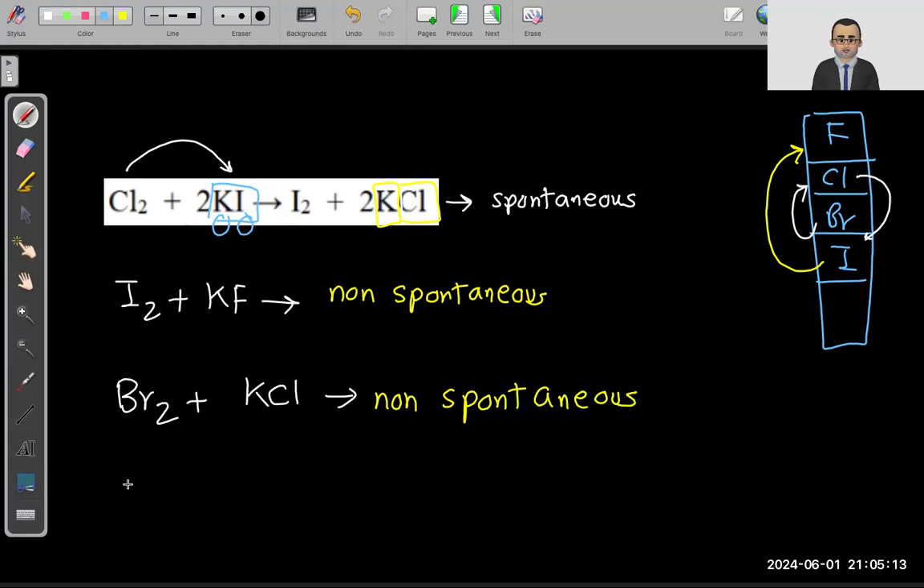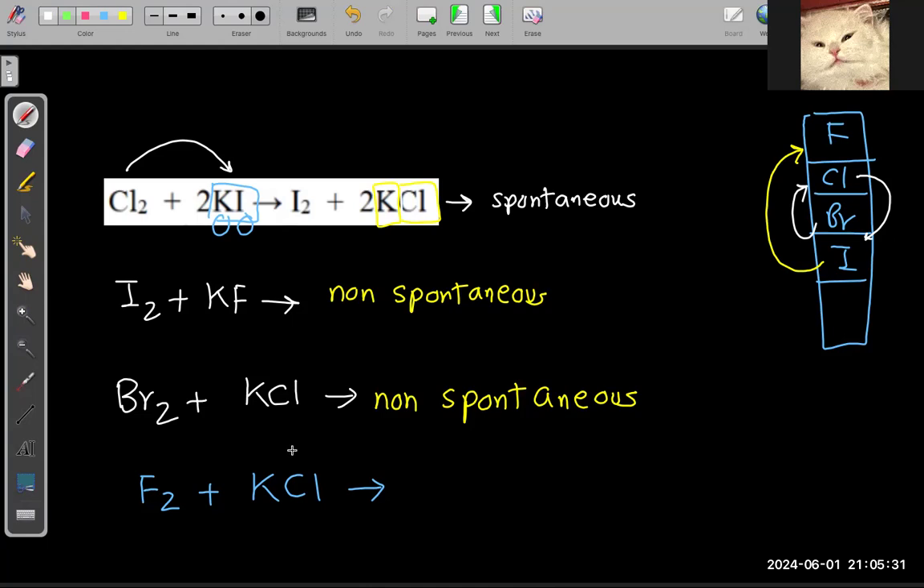So we can write it down. So first is the reaction between F2 and KCl. Let's see, does this work or no? So F2 will try to kick the Cl out, right? Yes. Right. It can do it. Why? Because F is more active. So what will be the product? Spontaneous. Yeah, spontaneous.